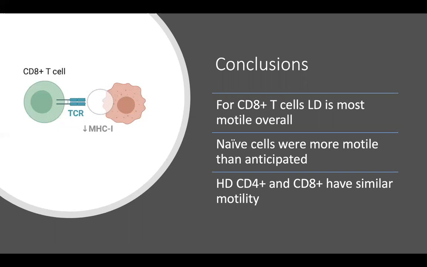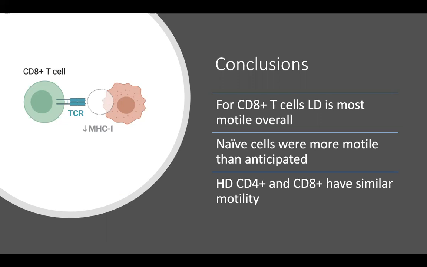So in conclusion, we saw a few unexpected observations compared to what was previously seen biologically and what can be assumed by the functions of T cells. Naive cells were expected to be the least motile overall, however, they were much more motile than anticipated. For the CD8 positive T cells, the low density was the most motile overall, as we saw in the first comparisons. However, when looking at the individual subsets, the high density conditions were the most motile. So that was a bit of a contradictory conclusion.